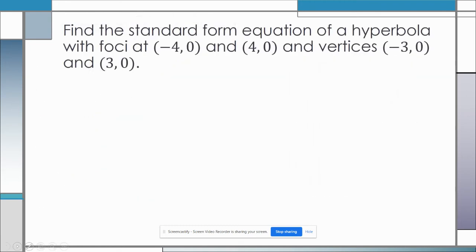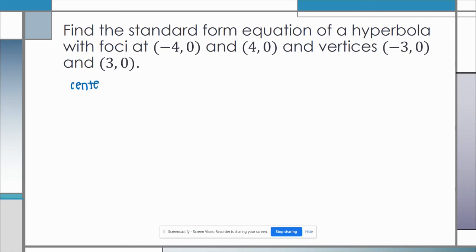Let's look at a couple of problems where we have to create our equation. So we want to find the standard form equation of a hyperbola. We're given the foci to be negative 4, 0, and 4, 0, and the vertices to be negative 3, 0, and 3, 0. So it doesn't matter which one of those sets of points we pick, but we want to figure out what the center is.